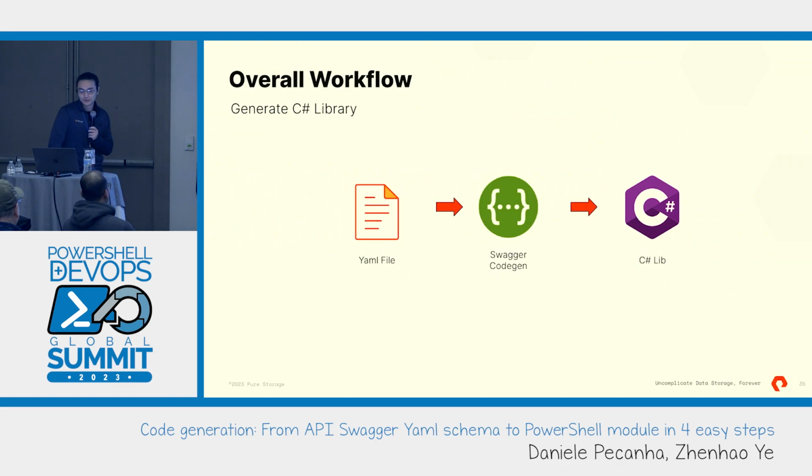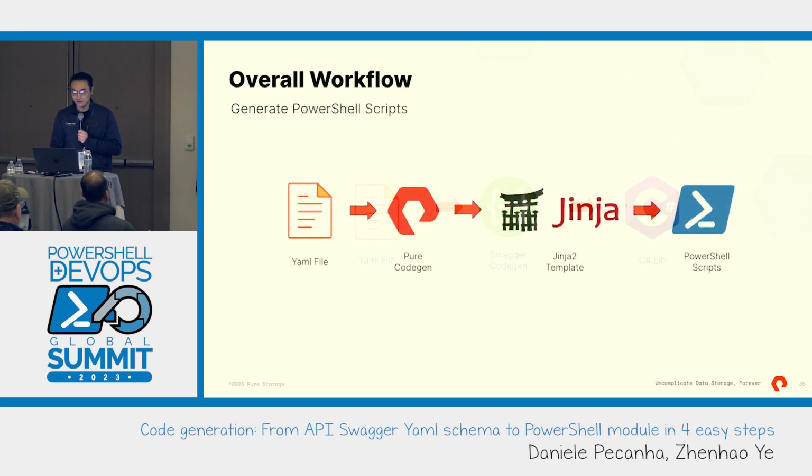Okay, so let's take a look at the overall workflow of how we generate the C#, generate the whole PowerShell SDK. The first step, simple, using the YAML files, and Daniele has showed all of these steps to create the necessary C# library part. This is all native support by Swagger. And the second part is our own customized part. So basically, we use the YAML files, and we have our pure CodeGen. I will walk you through this code part.